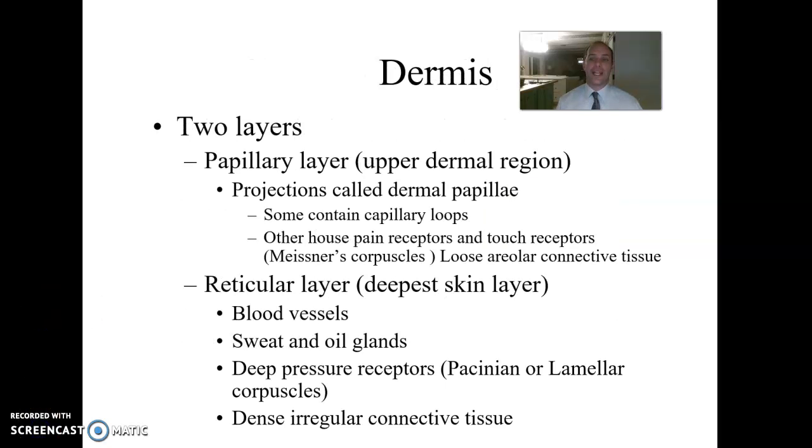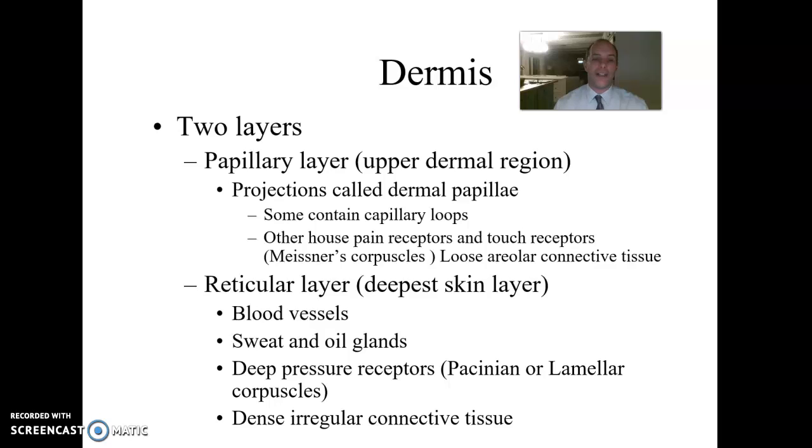Now our last slide for today is going to be talking about the dermis. Okay, the dermis has two layers. The papillary layer, the upper dermal region, has projections called dermal papillae, and we'll get to those. Some contain capillary loops, meaning that they get blood vessels going through there. Others house pain receptors and touch receptors. And there are different corpuscles and different things in there. This one's called Meissner's corpuscle. Loose areolar connective tissue is also involved in there.